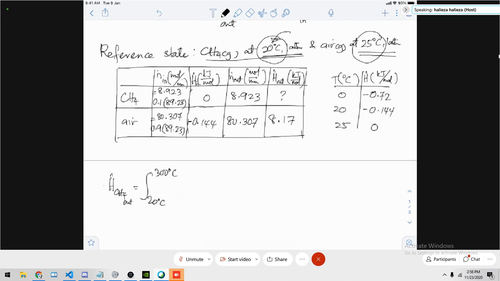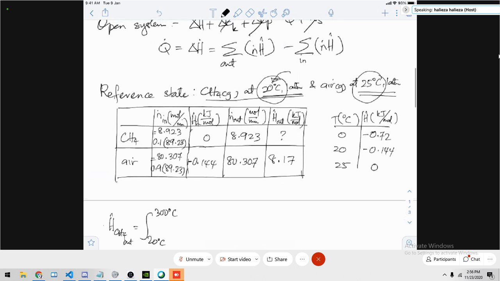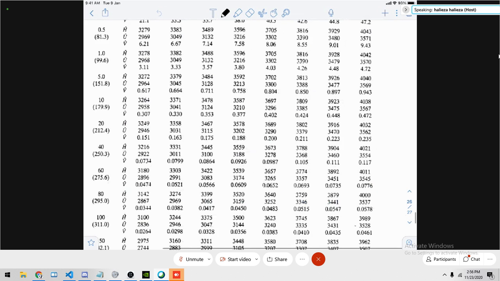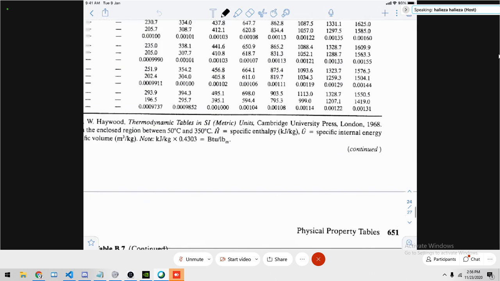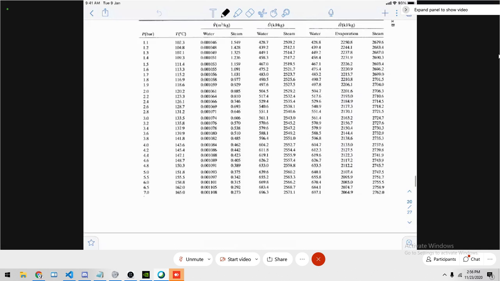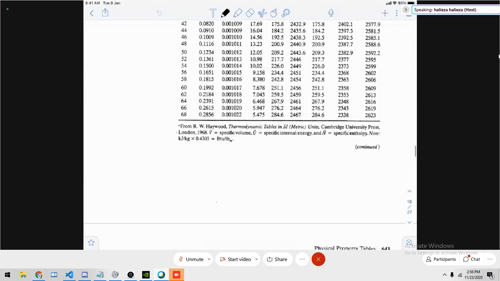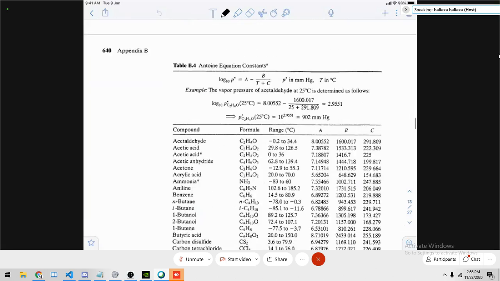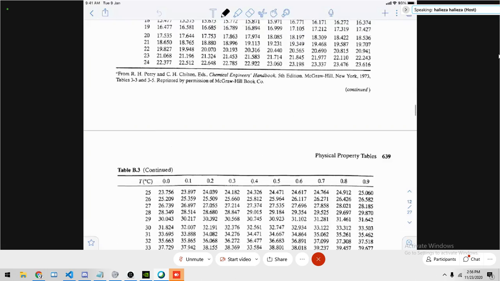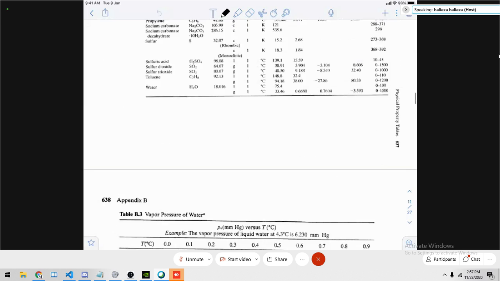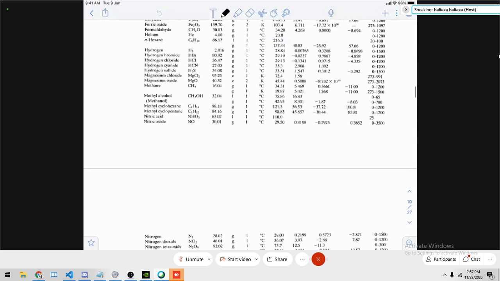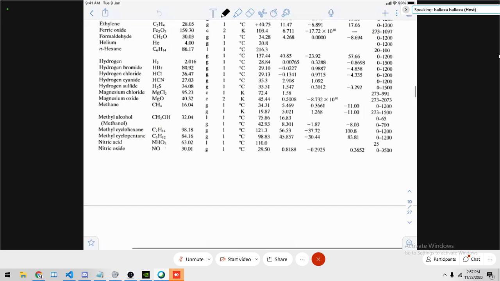And your CP for methane. What is the CP of methane? Let's have a look at our appendix. We need to go to appendix B2. B5, B4, B3, okay, now it's almost B2. That's it. We need to look for methane. I saw methane there. That's methane.